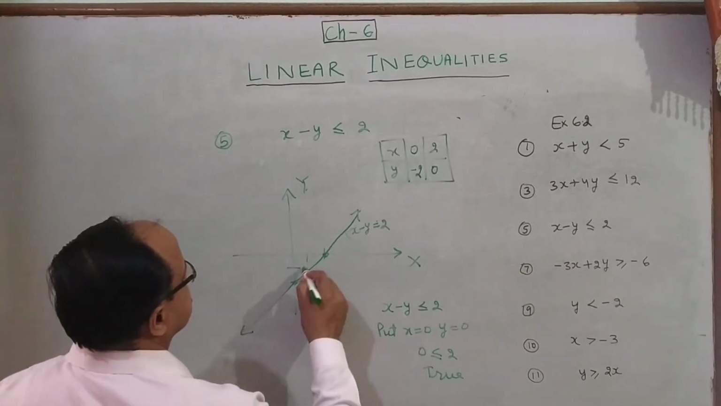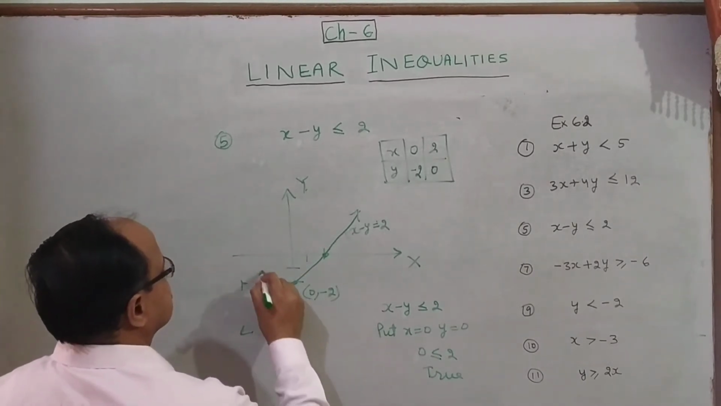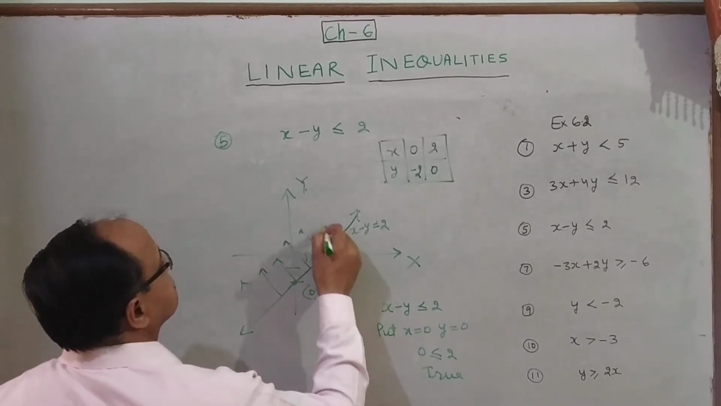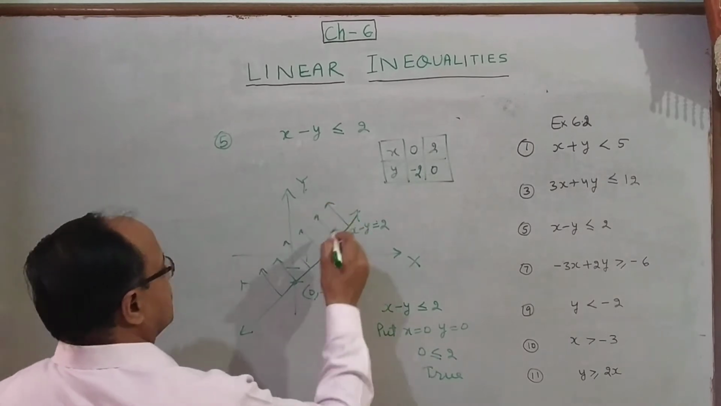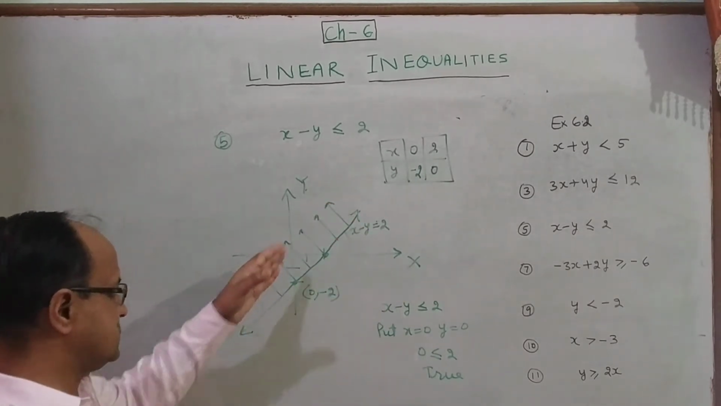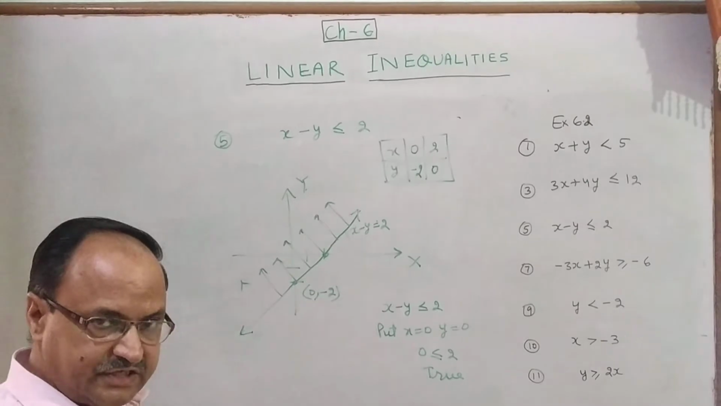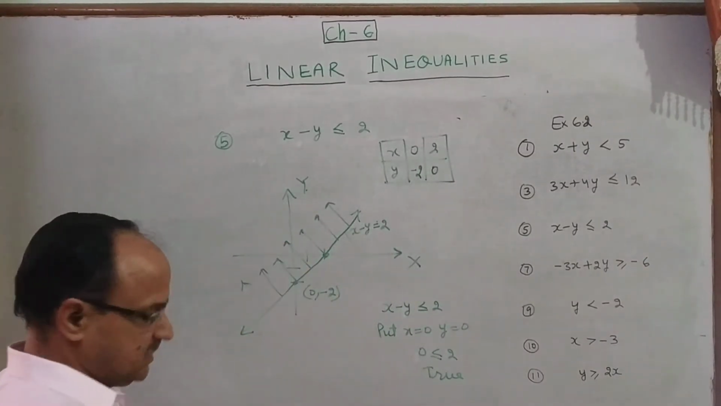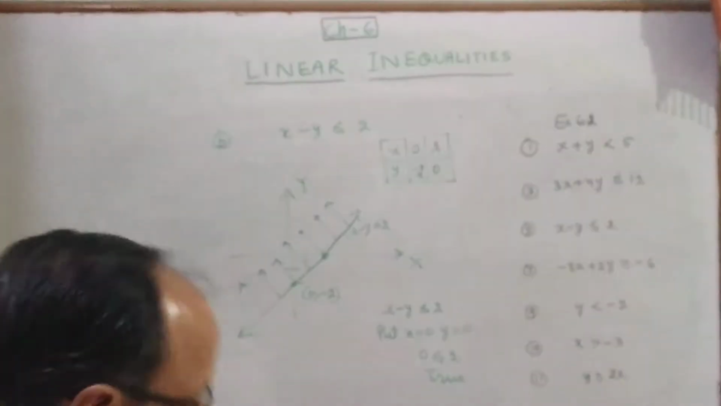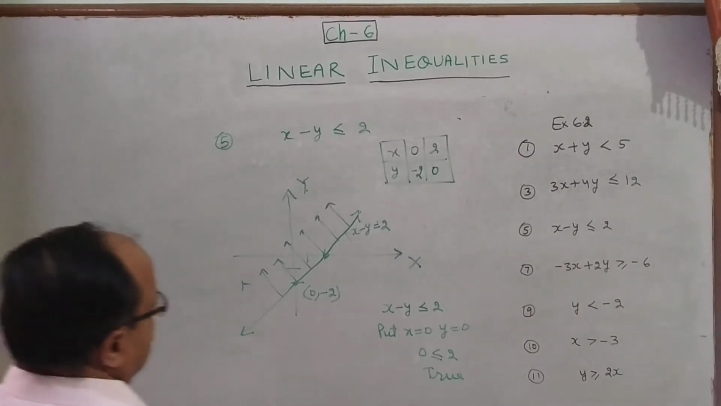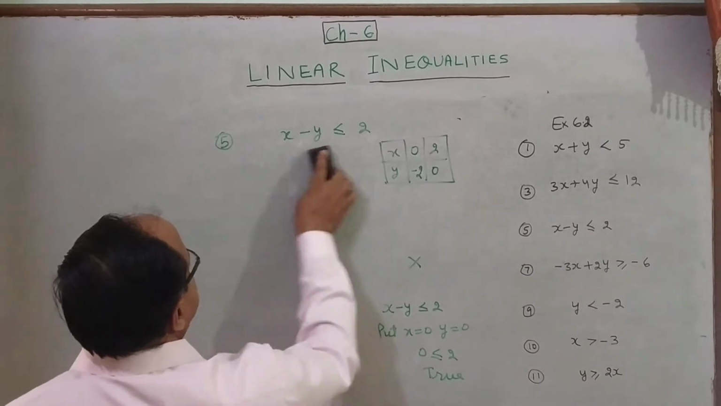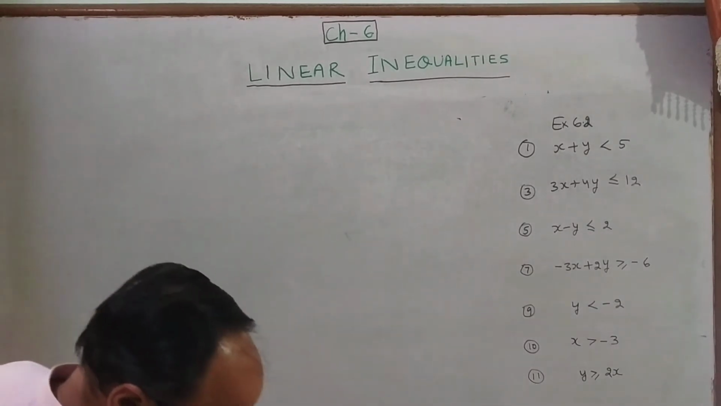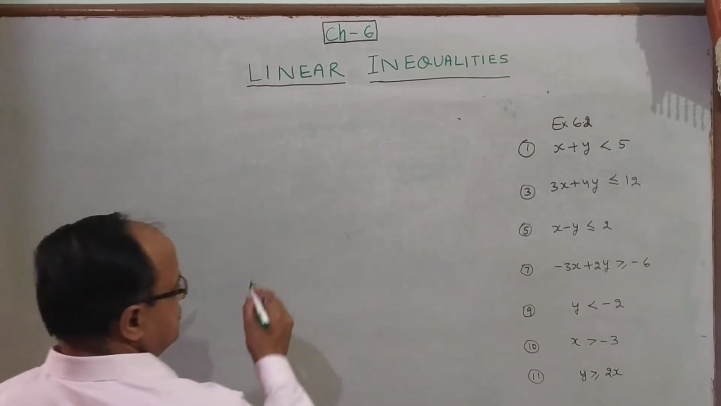So this is the answer. This portion is the answer. This portion is your solution. Clear? You can shade the complete region, or you can use an arrow like this. This is question number 5. Similarly, you can solve question number 9.